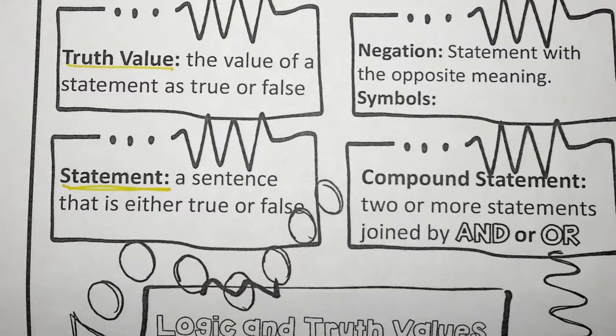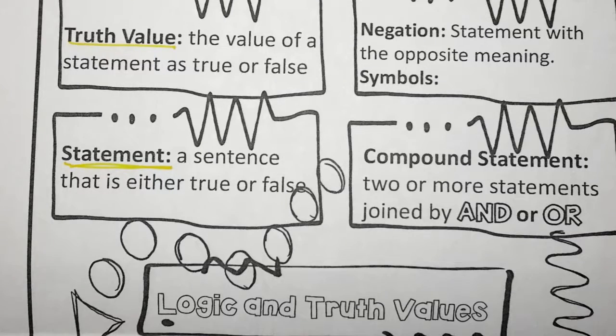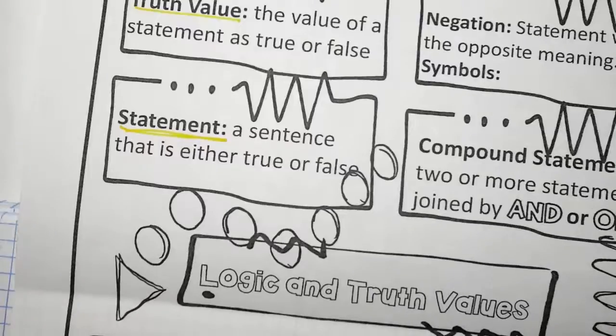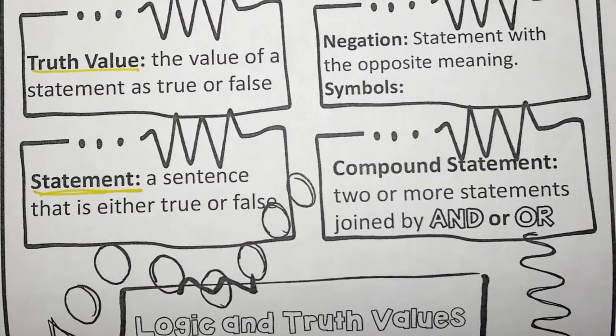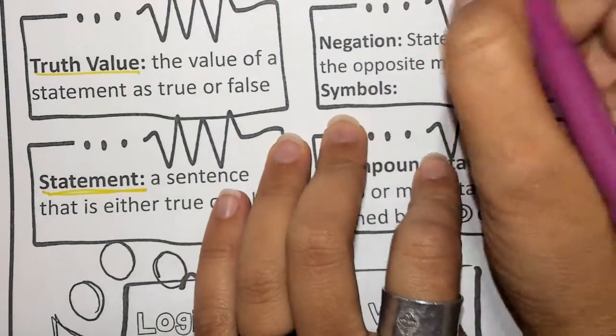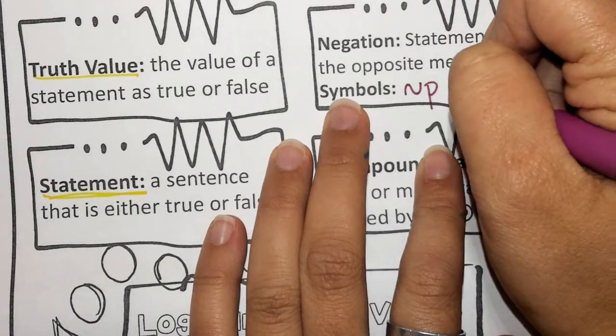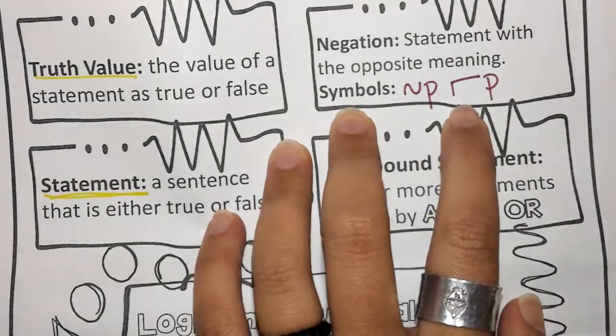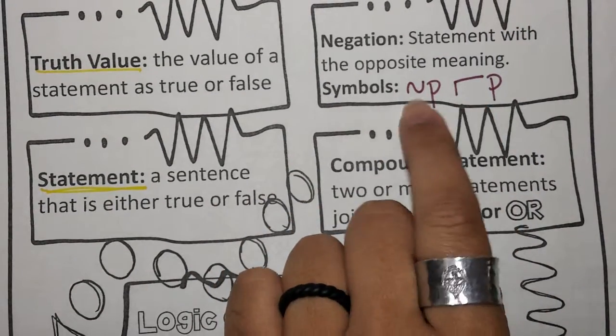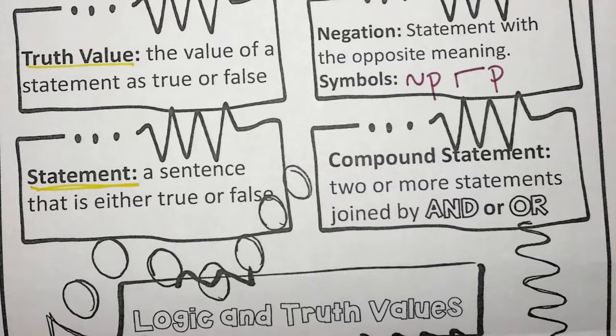Negation. What does the word negation make you think of? Negative or negotiate. So negation is a statement with the opposite meaning. If I tell you that the sky is blue, what would the negation of that be? The sky is red, or it is not blue. The symbol for that is a squiggly or a hook. We will always use a squiggly because the squiggly is prettier. And you read it as not P.